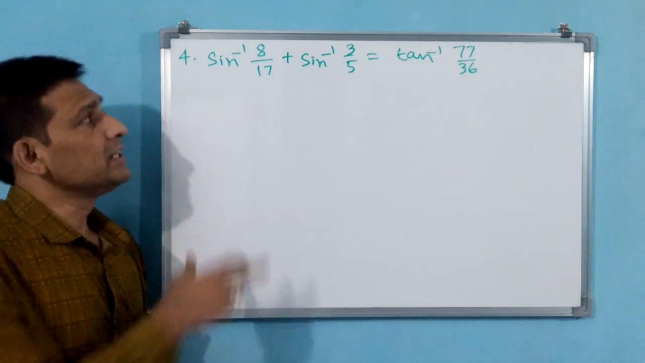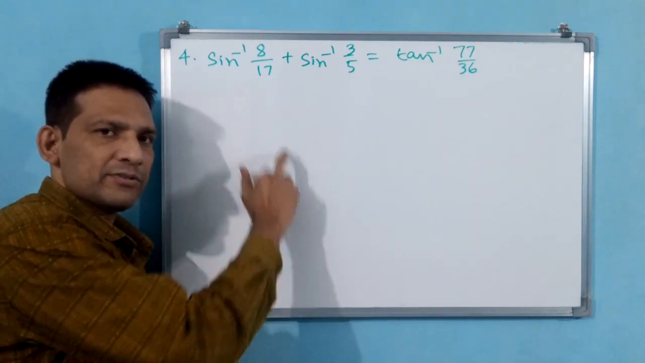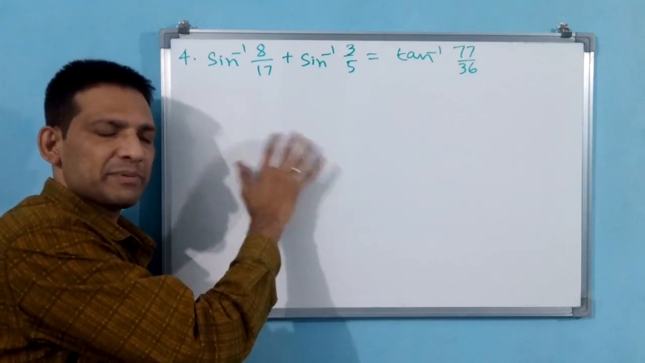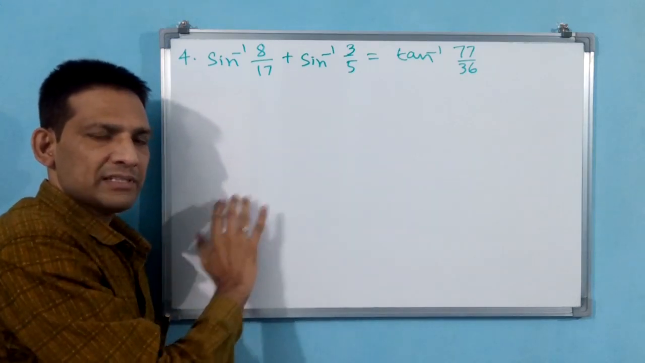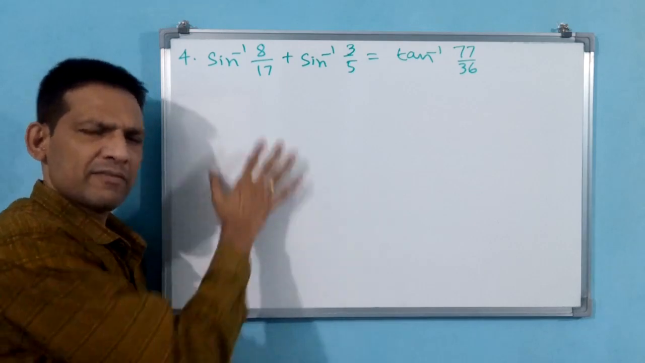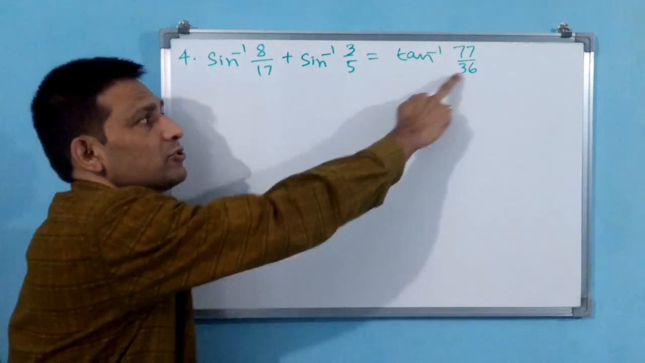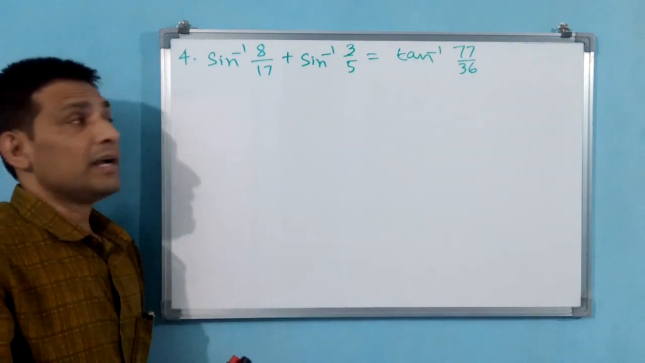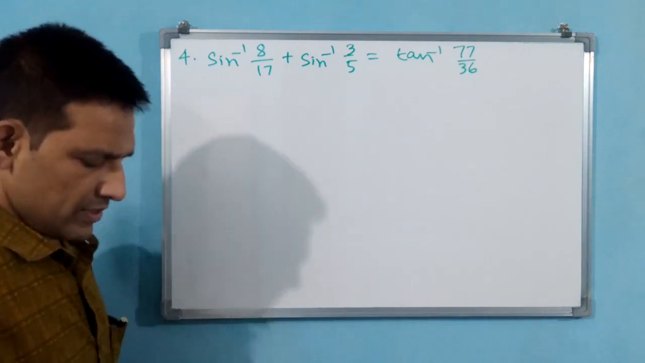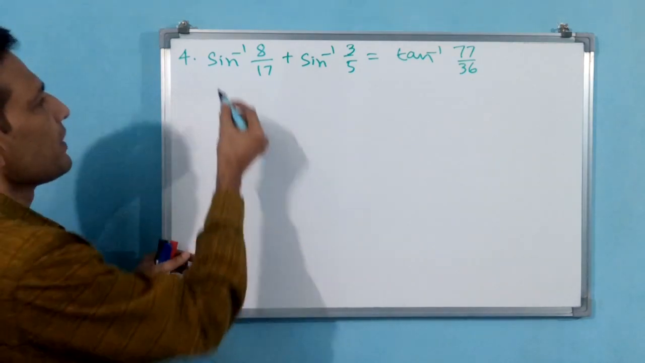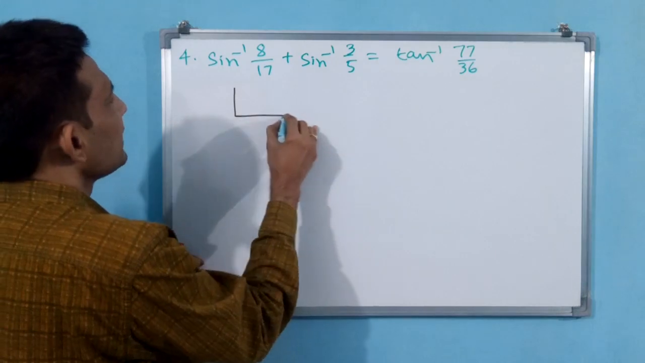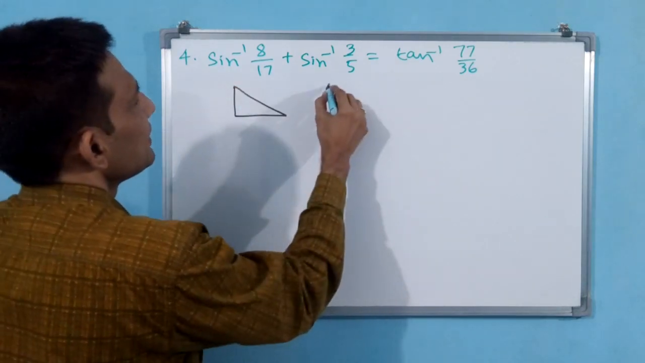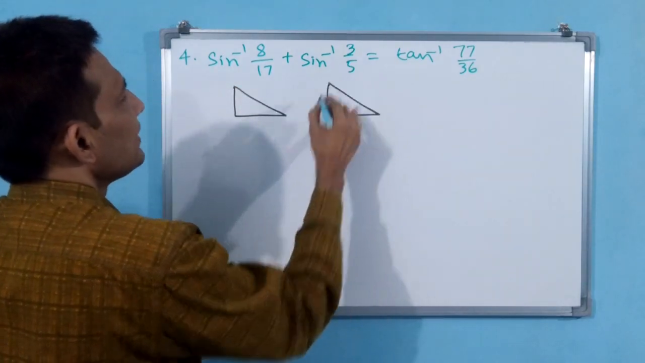Then, like earlier, sin has to be converted into tan. Tan inverse x plus tan inverse y is equal to tan inverse of (x plus y) by (1 minus xy). That formula you apply, and the final result should match with this. Let us do how I am converting. You have to take a right angle triangle.